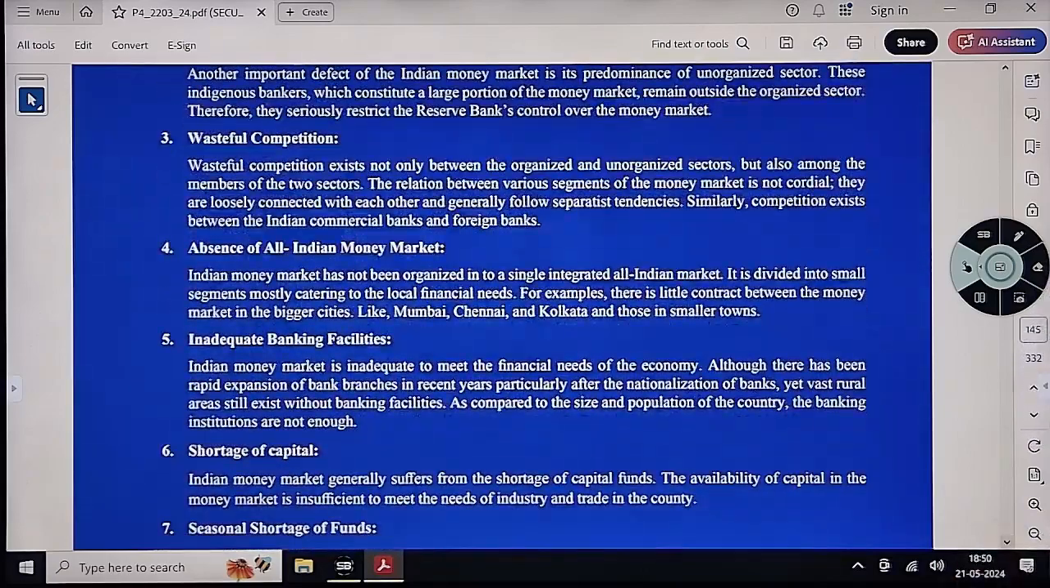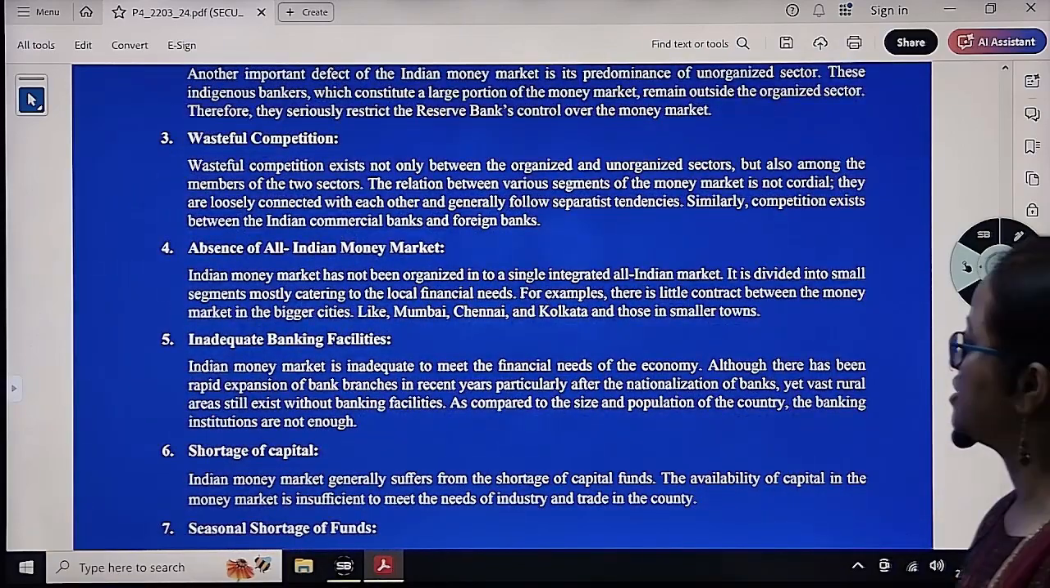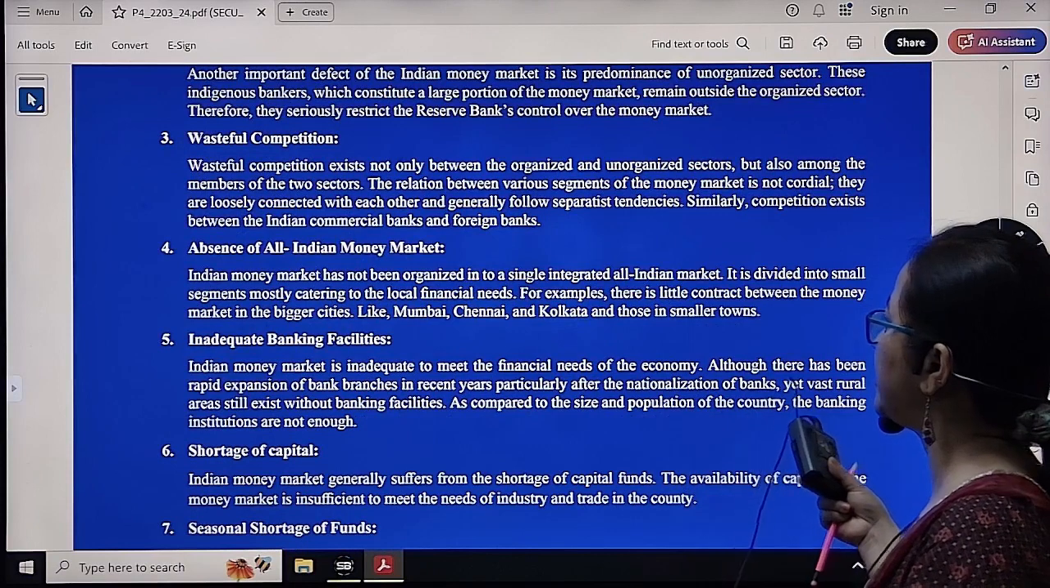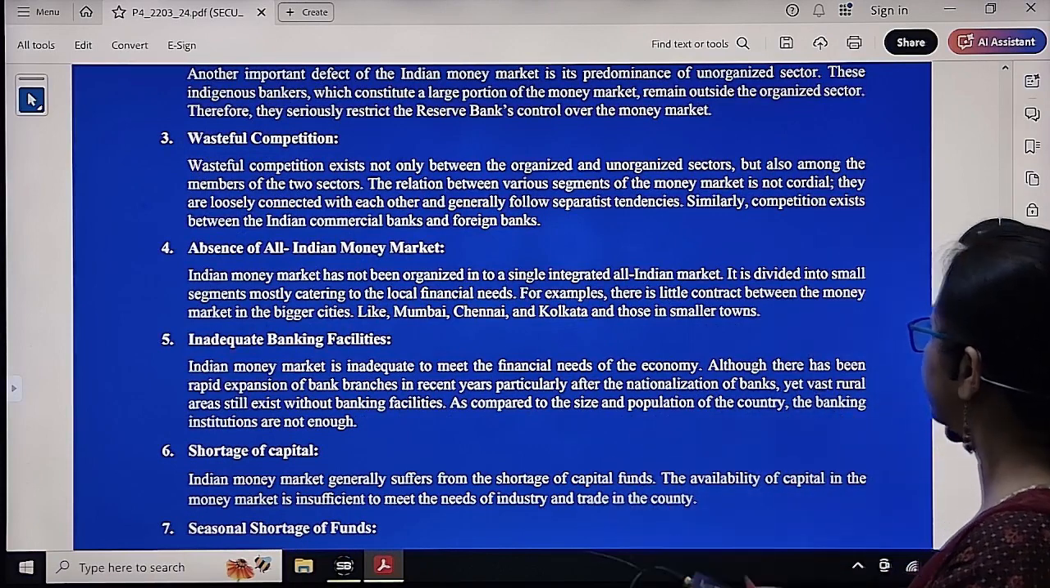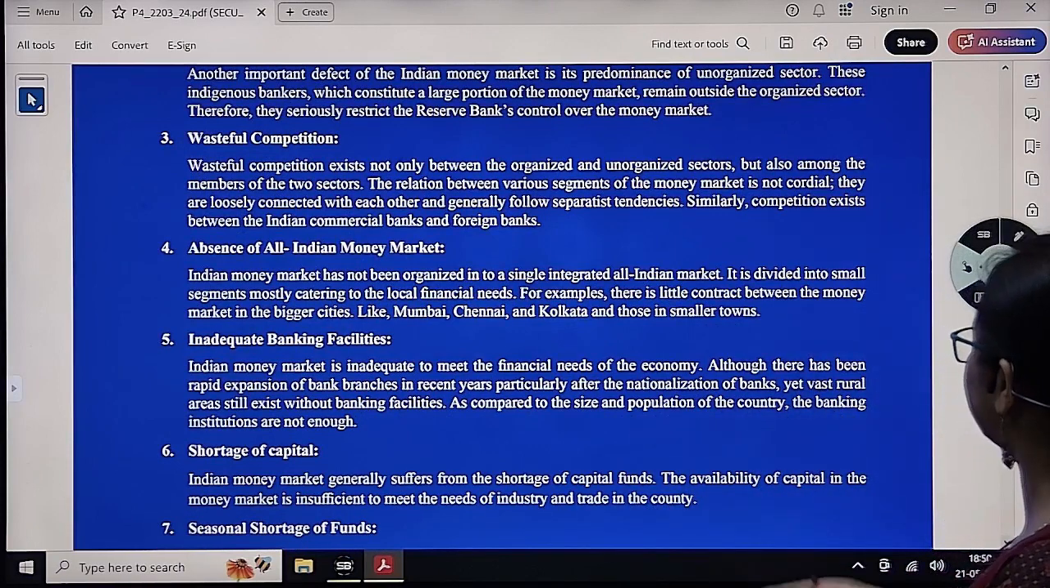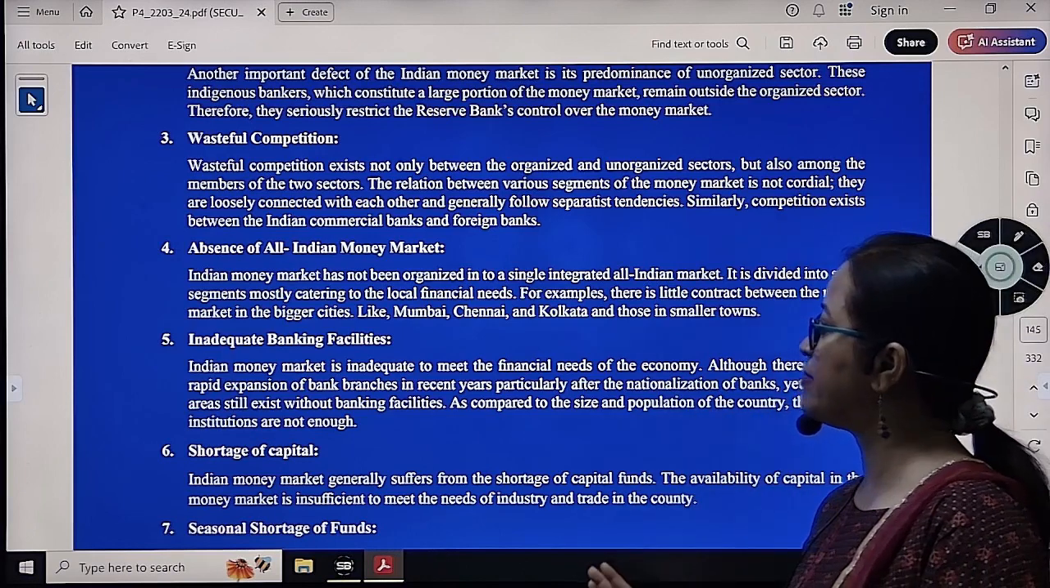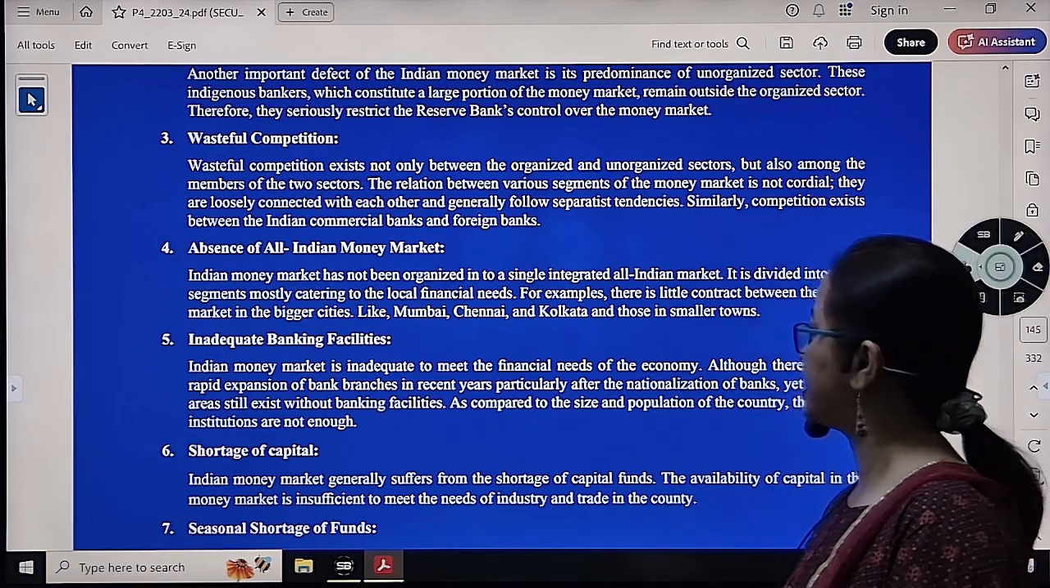Then absence of all Indian money market. So Indian money market has not been organized into a single integrated all Indian market. It is divided into small segments. ठीक है, इंडिया में अलग अलग segment है market का, money market का.